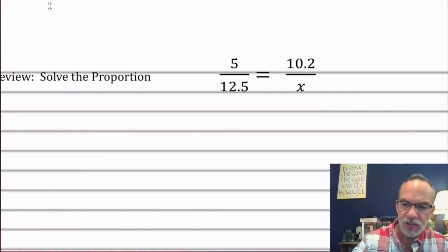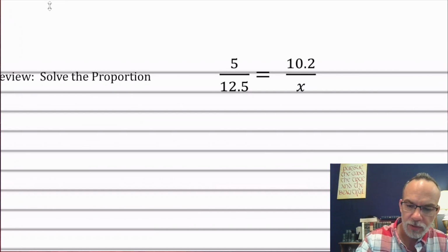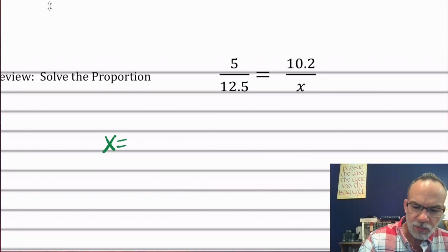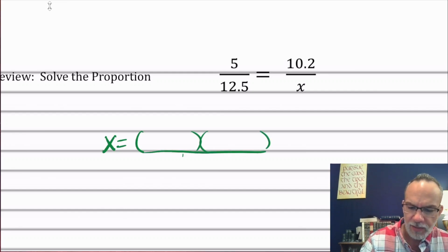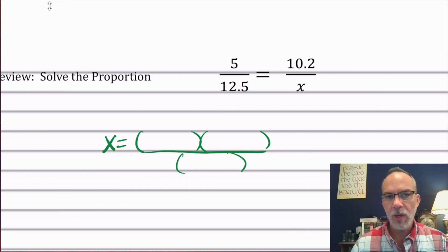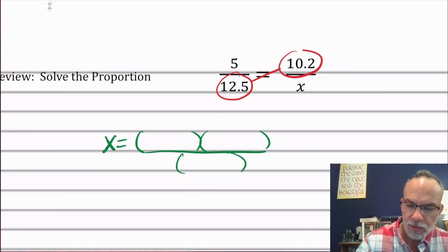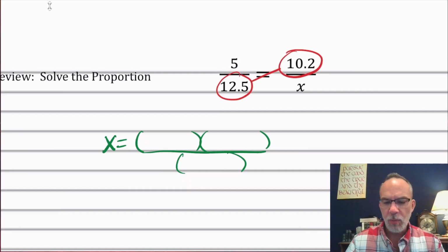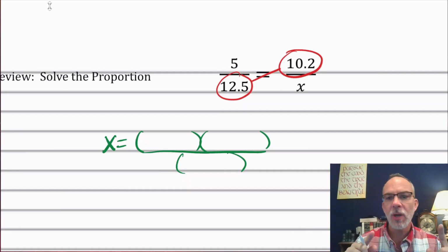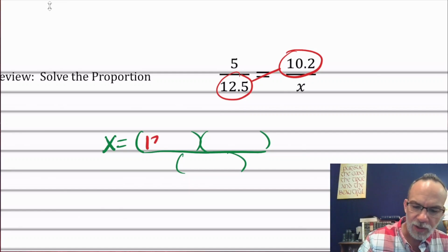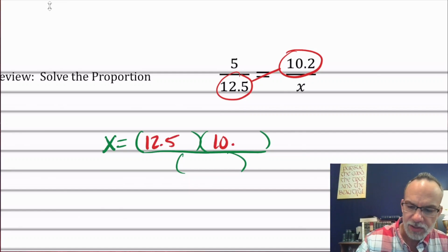So what you do is this. You're going to take the two numbers. X then must be equal to two numbers that get multiplied together, and then divide by the third. So what two numbers get multiplied together? Those would be the two numbers that are diagonal from each other on the proportion. You don't know what x is, so it's not the x and the 5. It's the other two numbers. Whatever two numbers that you know that are diagonal from each other, you multiply those together. So this is going to be 12.5 times 10.2.